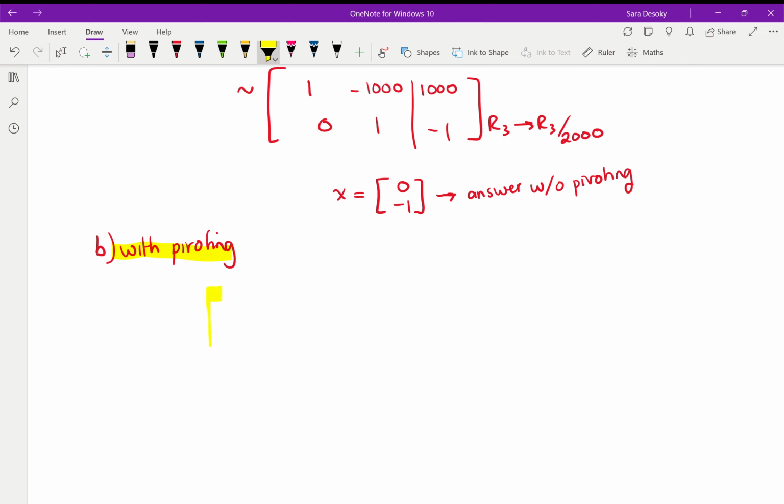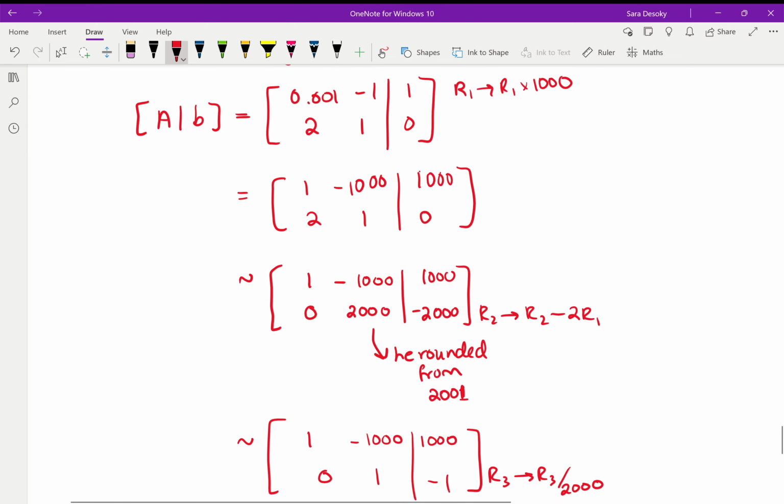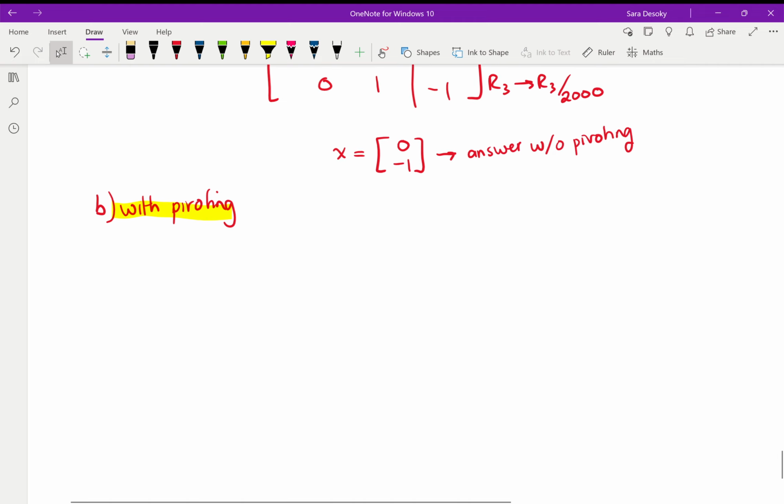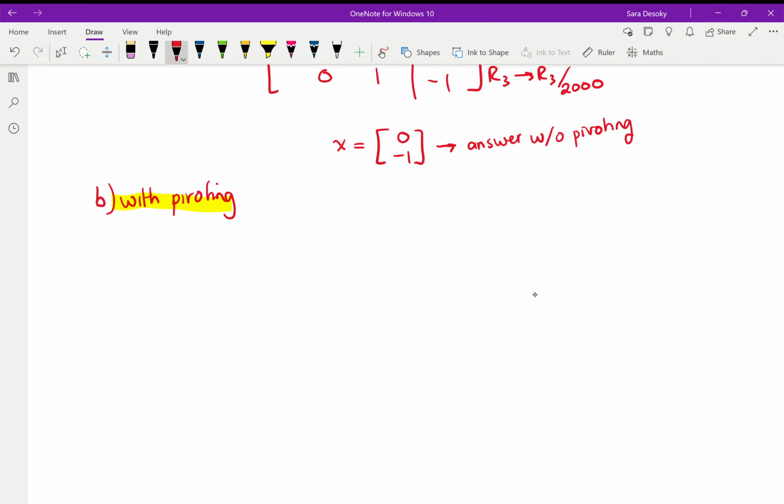Divided by 2,000, I think, not negative. For the pivot, we choose the larger, or largest if there's more than two, of the available pivots, and that would be 2. So row 2 and row 1 get interchanged. There's no rounding to do at that stage.